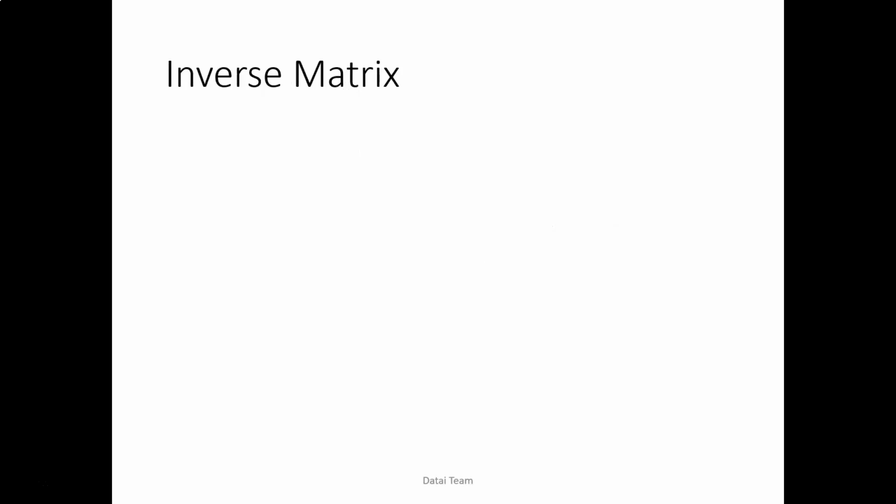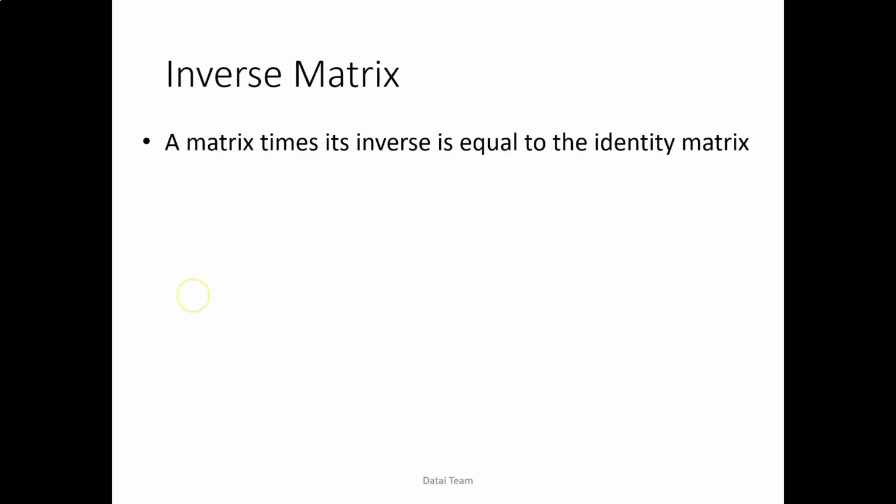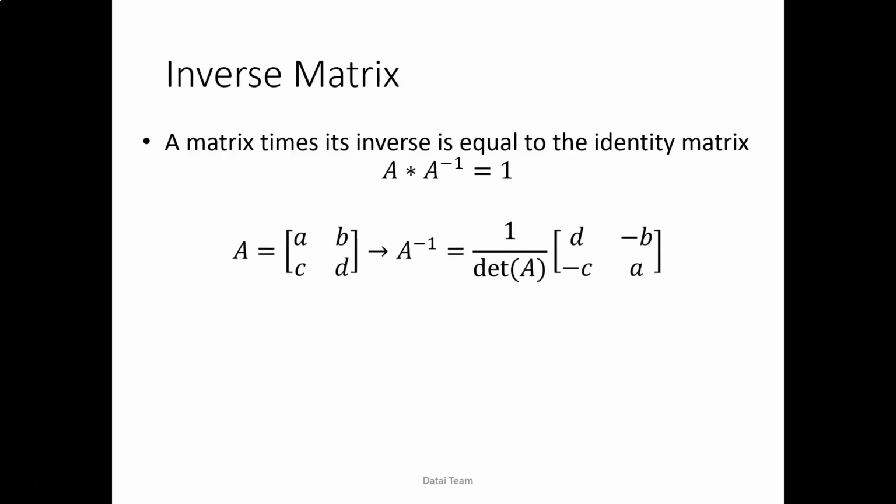And we also have inverse matrices. A matrix times its inverse is equal to the identity matrix. So if we have the matrix A and we multiply with A inverse, then we get the identity matrix 1, then 0, 1, and then 0, 0, 1 as the rows. And this is the mathematical expression for finding the identity matrix.